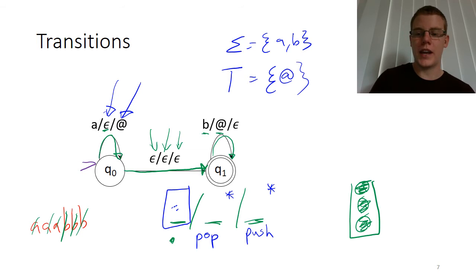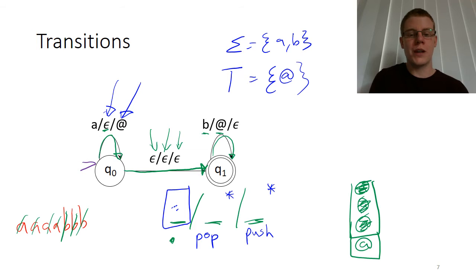Now, in the case that we had 4 A's followed by 3 B's, then we would still have 1 extra at sitting at the bottom of the stack because it wouldn't have been matched off by all of the B's. And therefore, when we hit here, we would not be able to follow this transition anymore to get rid of that at because we don't have any more B's in the string, but our stack would not be empty, so we would not accept.